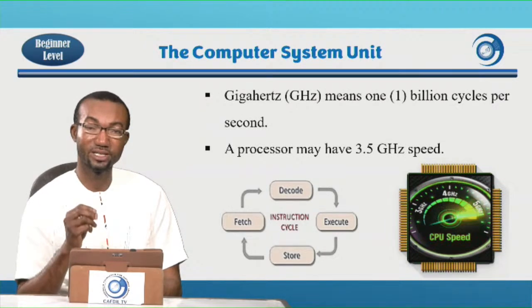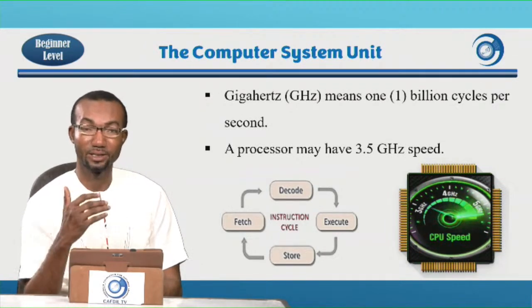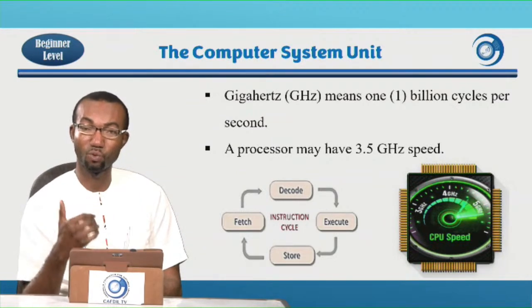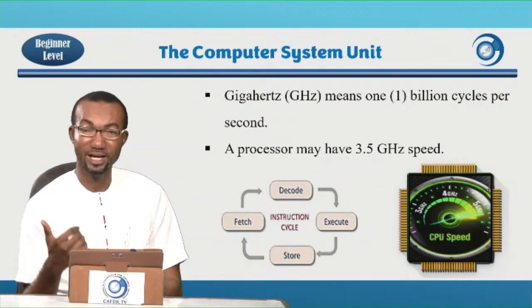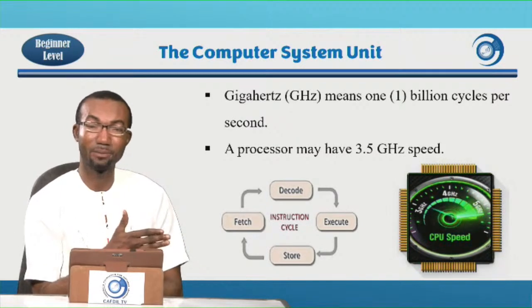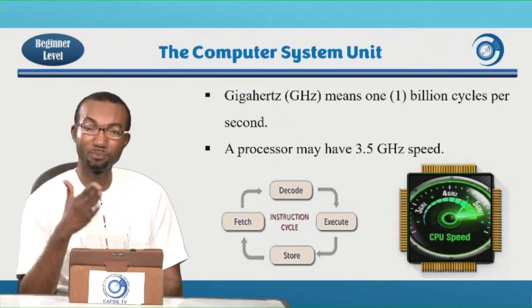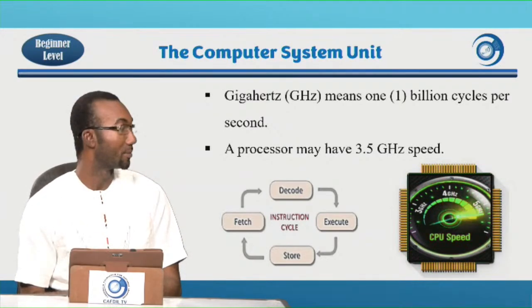It is normally measured in gigahertz and megahertz. When we talk about megahertz, we are talking about 1 million cycles, just like the megabytes and the gigabytes. And when we talk about the gigahertz, it's 1 billion cycles per second.